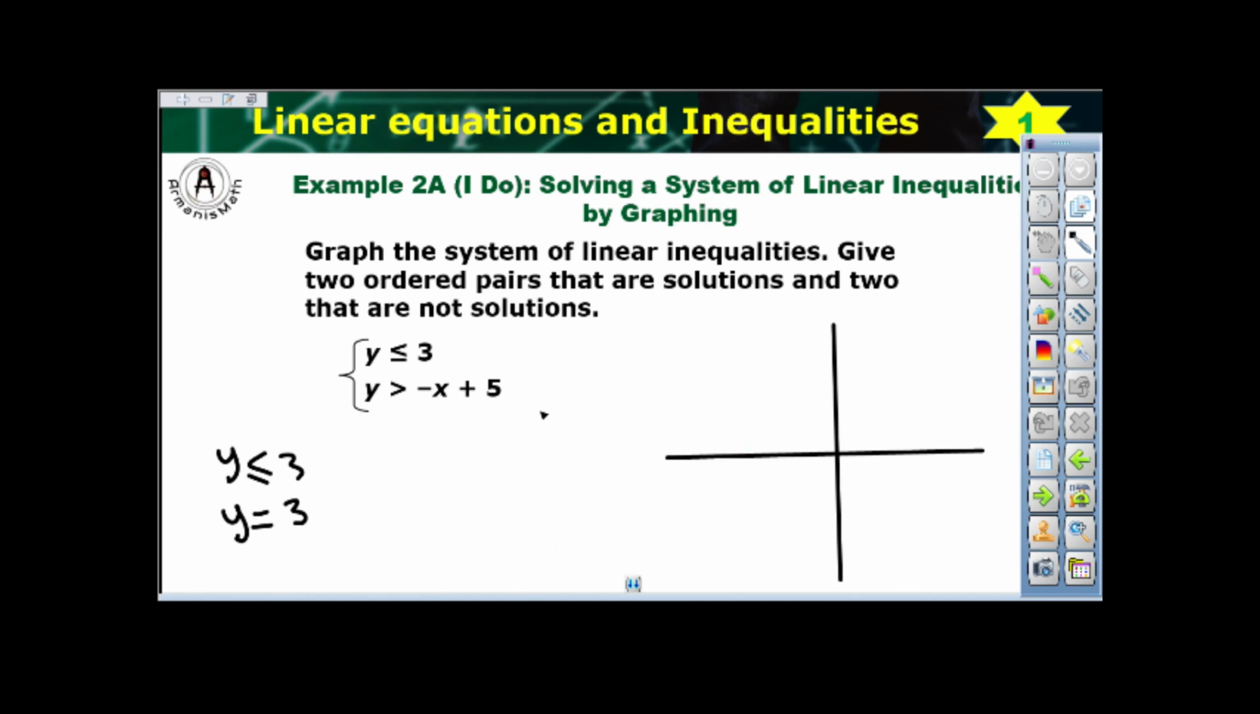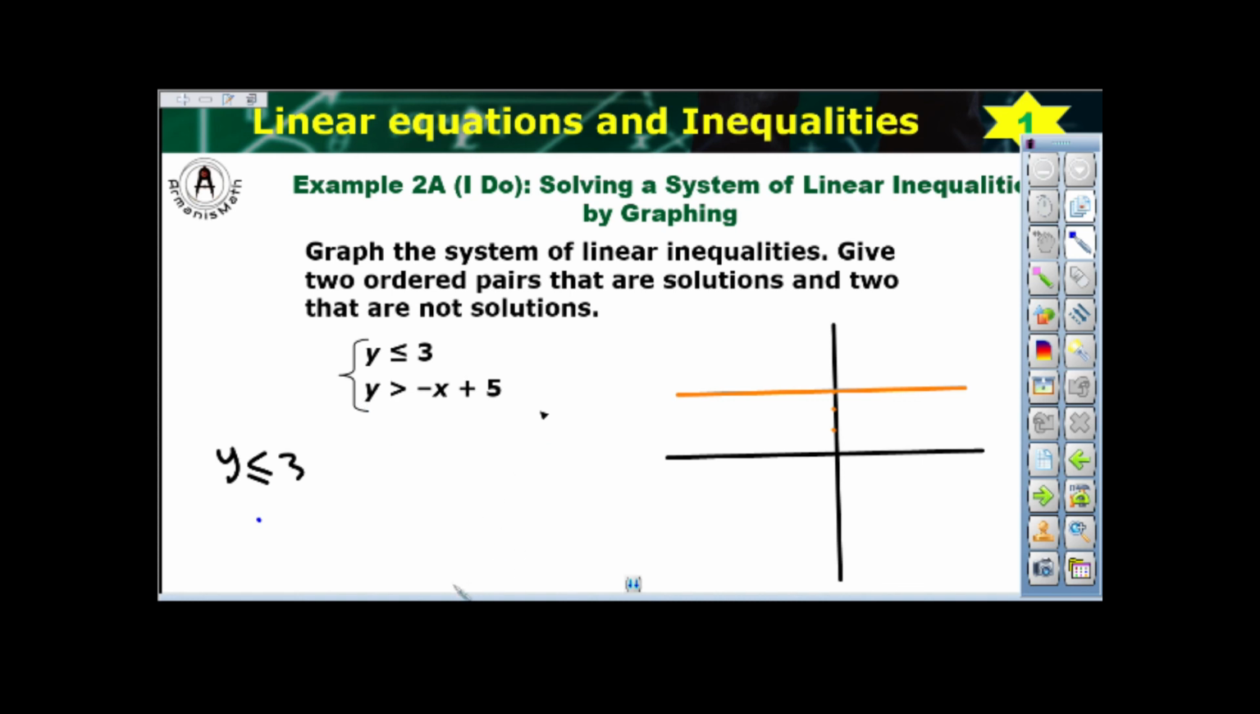It is pretty much a horizontal line. So I'm going to go here at 1 and 2 and 3 and have myself y equals 3 as a horizontal line. Okay. I have to make a decision. Is this a solid or a dashed line? That's a solid line, because there's a less than or equal to. So that's why it's a solid line.